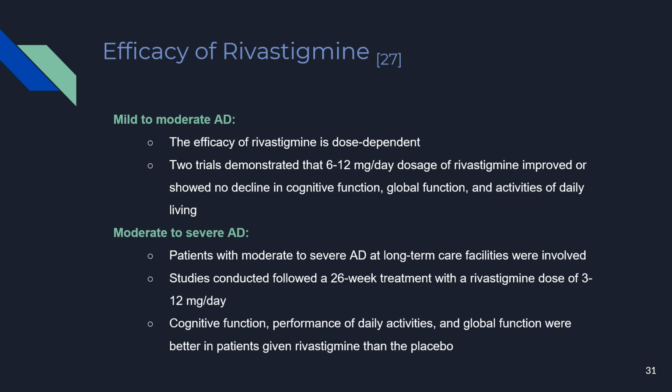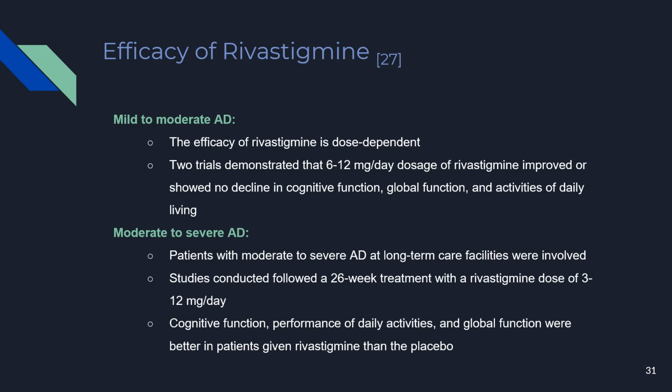Studies were conducted on assessing the efficacy of rivastigmine in patients with mild to moderate AD. It was found that the efficacy of rivastigmine is dose-dependent. Two multicenter trials were conducted on patients aged 45 to 90 years, assigned to a control group, and treatment groups of doses 1 to 4 milligrams a day or 6 to 12 milligrams a day. They used the Alzheimer's Disease Assessment Scale Cognitive Section, Clinician Interview-Based Impression of Change Scale, and Mini-Mental State Examination to assess the efficacy of rivastigmine in treating AD. Patients given 6 to 12 milligrams of rivastigmine a day showed significant improvements or no decline in cognitive function, global function, and activities of daily living compared with the placebo group, as assessments were made at week 12, 18, and 26.